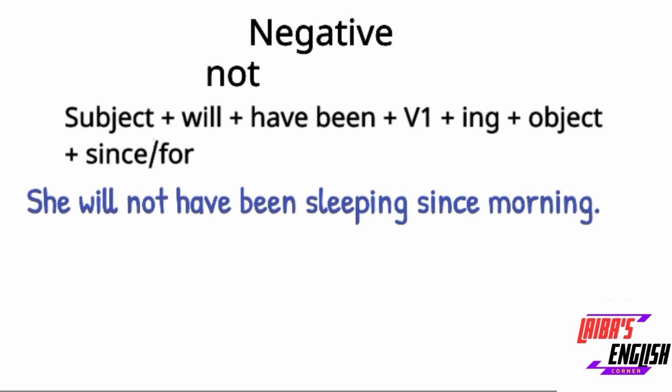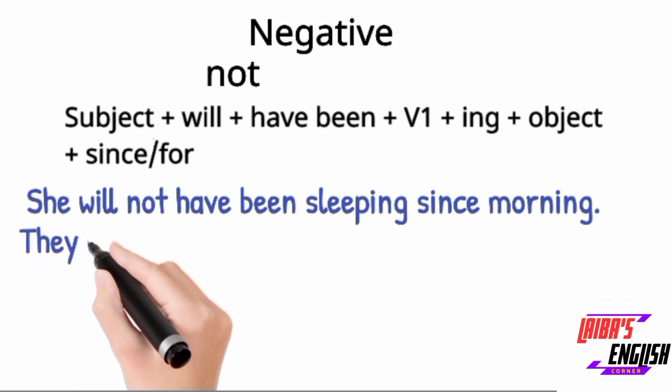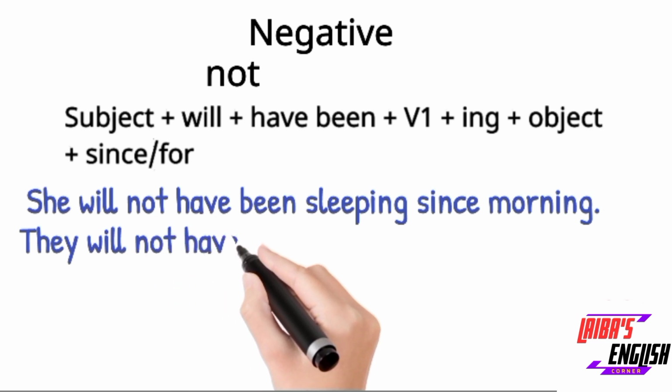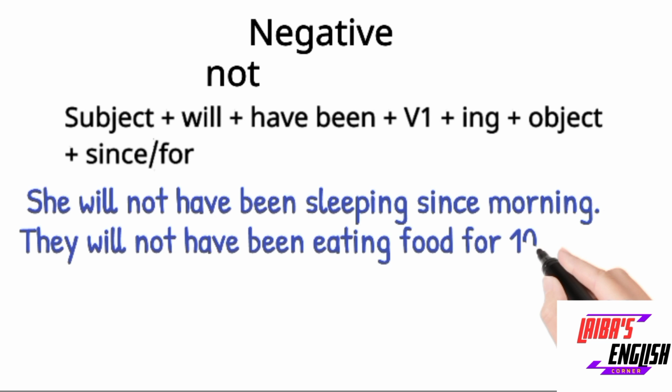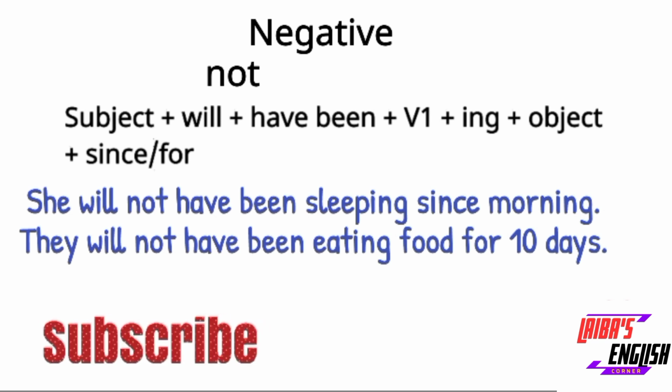So she as a subject, will as a helping verb, not is used, have been, sleep. First form is sleep and plus ing and an object. We use since here because we know the exact time. Second is they will not have been eating food for 10 days. Here, they as a subject, will is a helping verb, not have been, eat first form is eat plus ing, food for 10 days. We use for here because we don't know which 10 days we are talking about.